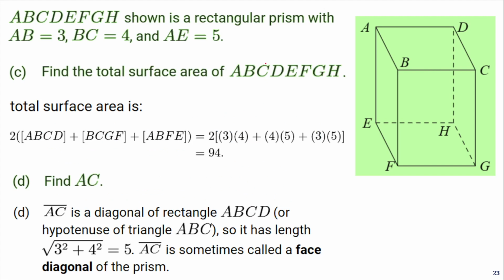Question C. The total surface area of this rectangular prism is 2 times the areas of ABCD, BCGF, and ABFE. So this gives us 94. And question D, the length of AC. AC is the diagonal of rectangle ABCD.